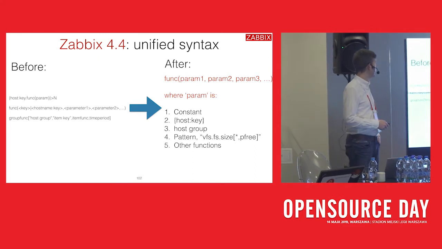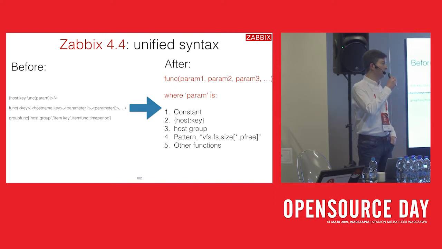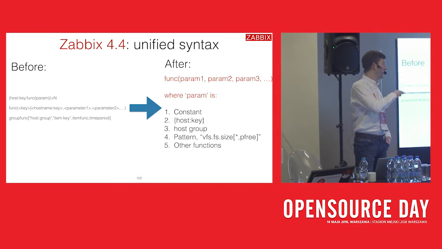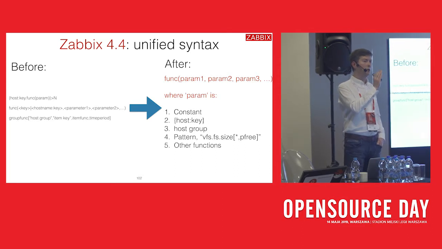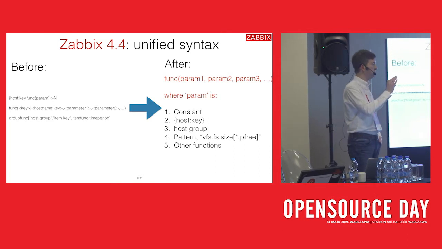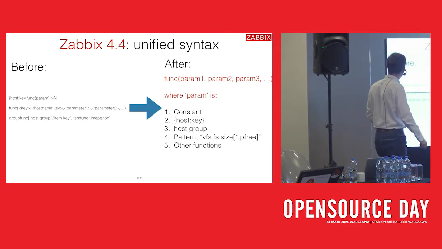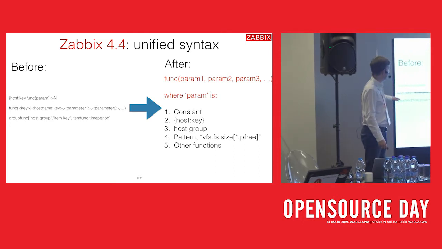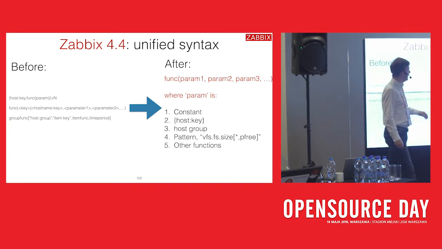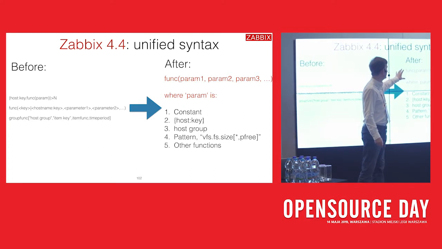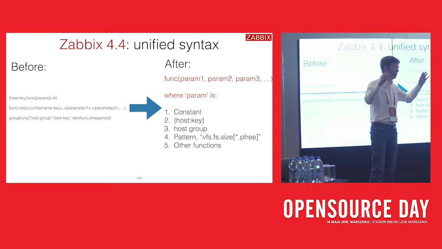Zabbix 4.4, I would like to come up with a unified syntax, with more of a functional approach. If you know some coding, there is an object-oriented approach or functional programming, so it will be, I think, closer to functional programming, a little bit closer to maybe JavaScript, but not exactly. So if before we had 3 different syntaxes for triggers, calculated and aggregated items, I really want to see just a single syntax. Function, parameters, and you may create a formula based on those functions.